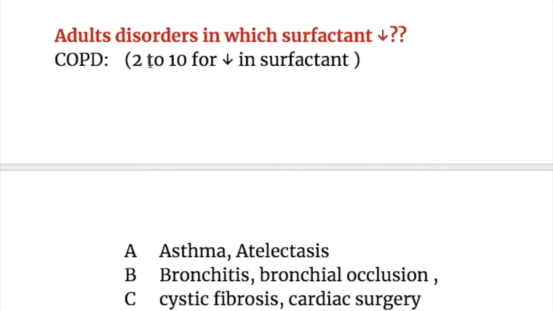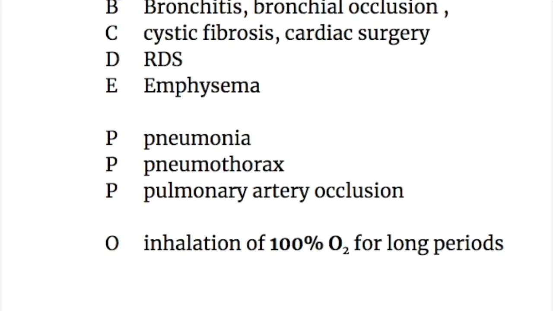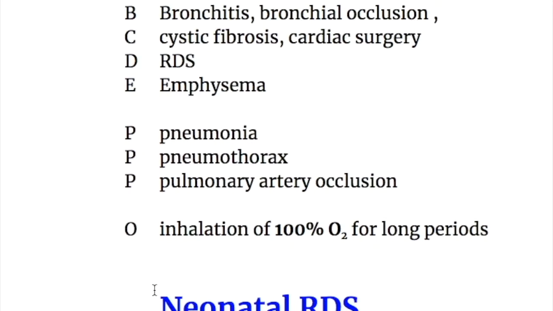So what are the adult disorders in which decreased surfactant causes respiratory distress syndrome? I put it in alphabetic mnemonics: A for asthma and atelectasis, B for bronchitis and bronchial occlusion or obstruction, C for cystic fibrosis and cardiac surgery, D for distress syndrome, respiratory distress syndrome, and E for emphysema, and then 3P: pneumonia, pneumothorax and pulmonary artery occlusion, and O for inhalation of 100% oxygen for longer periods.